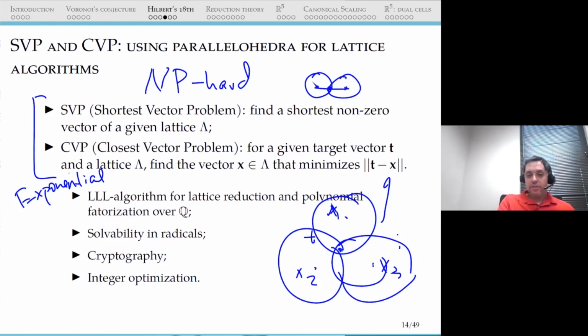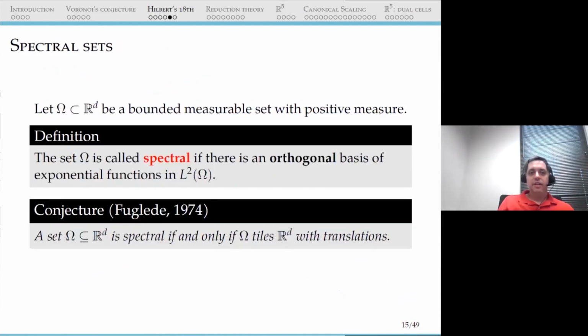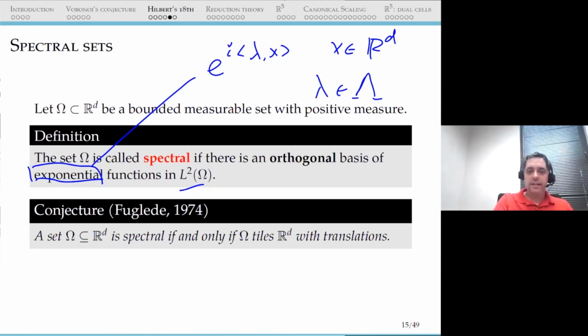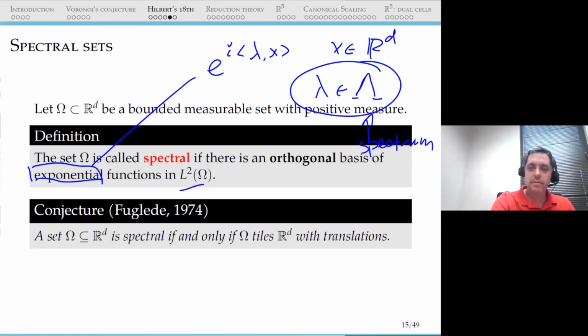And one additional application that we found pretty recently: parallelohedra are used in functional analysis as well, particularly in the theory of spectral sets. So a set is called spectral if it is bounded, measurable with positive measure, and there is an orthogonal basis of exponential functions in the L2 space. So exponential functions here are the functions of the form exponent of i times the inner product of lambda and x, right? So x here is in R^d and lambda are in our set. In that case, this set lambda is called the spectrum of our spectral set, right?